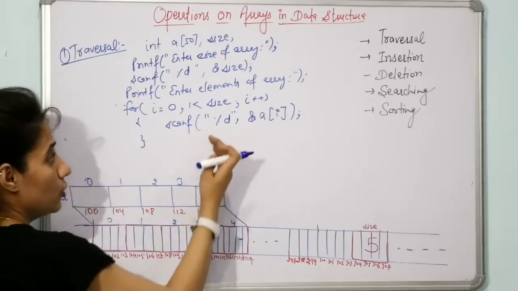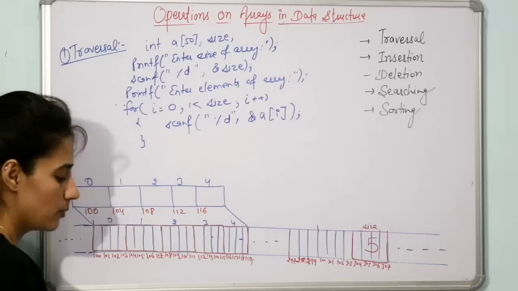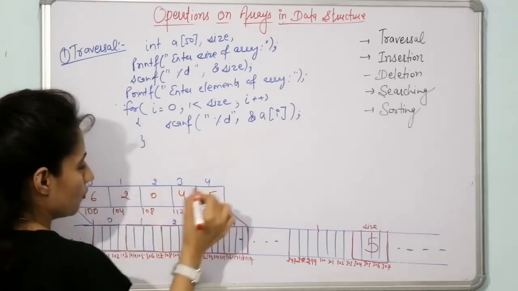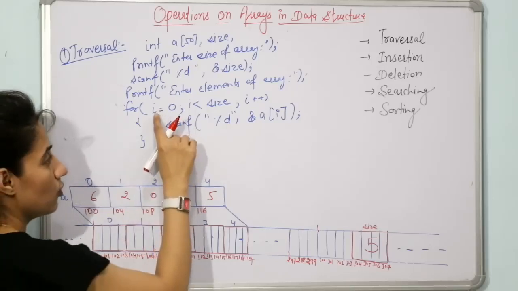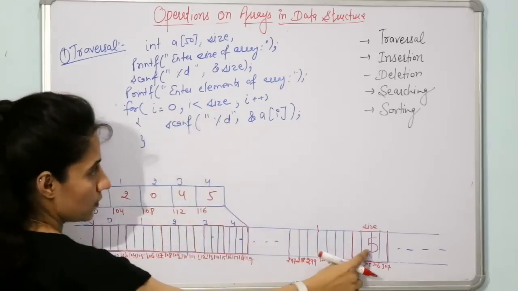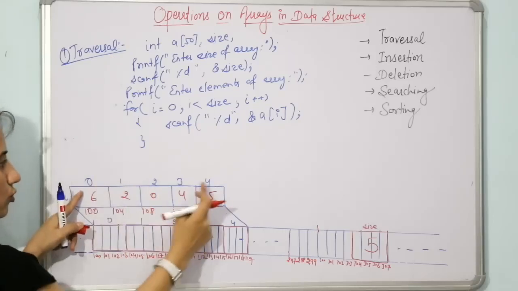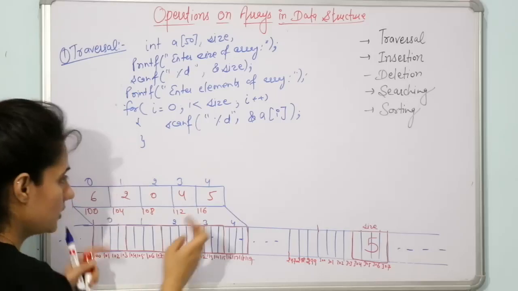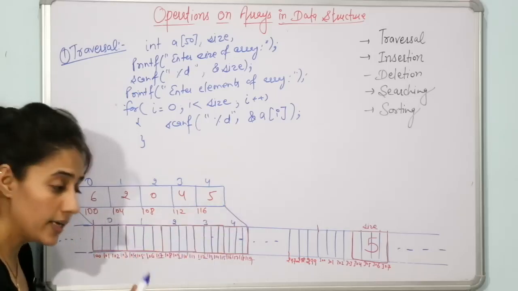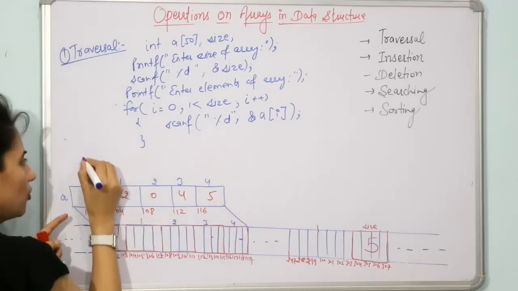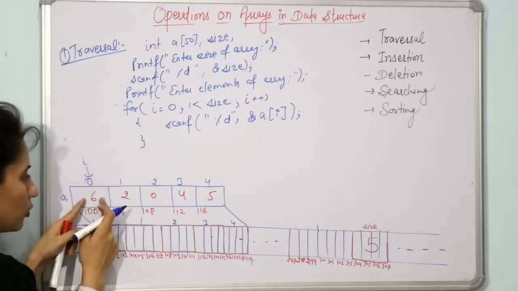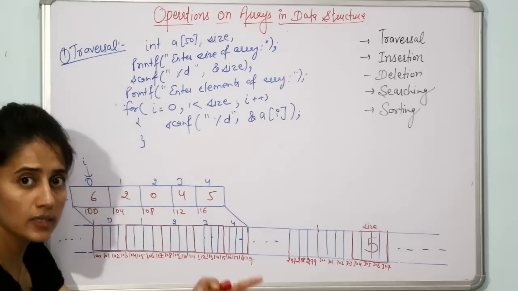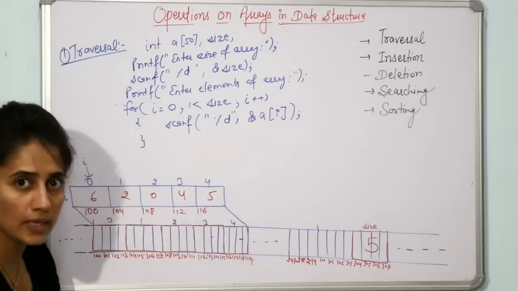Now the user will insert the values. Suppose the user has inserted the values 6, 2, 0, 4 and 5, because the loop would start from 0, and size is 5, so 0 to 4. That is why the array would be populated from 0 to 4. Now how is this array to be traversed? We are going to start a loop again, access each element, and print. The output should be the elements in the array, and you are going to print that.